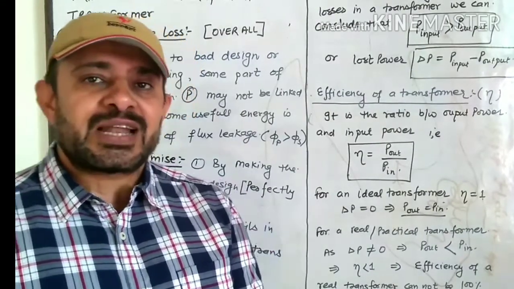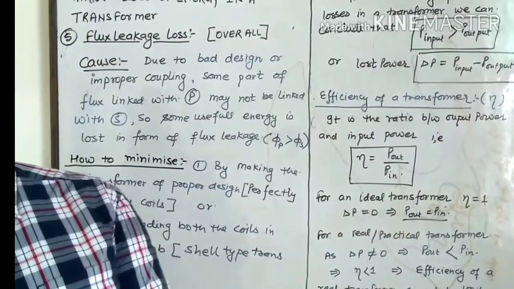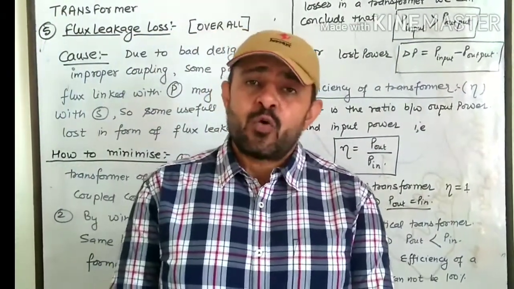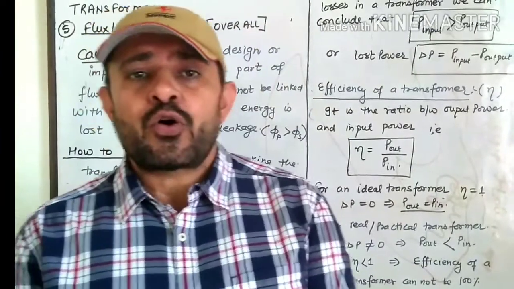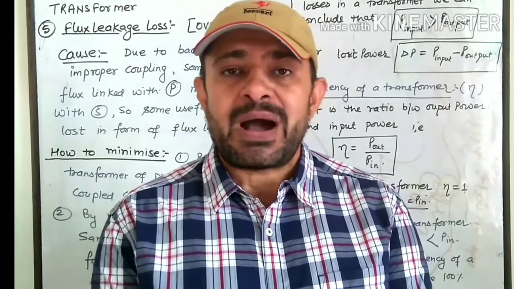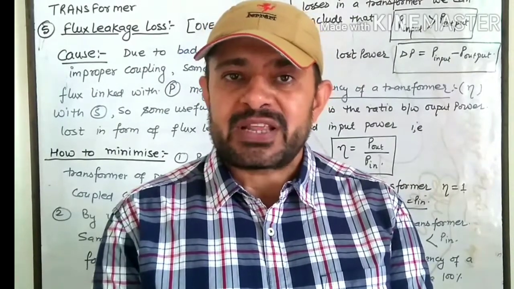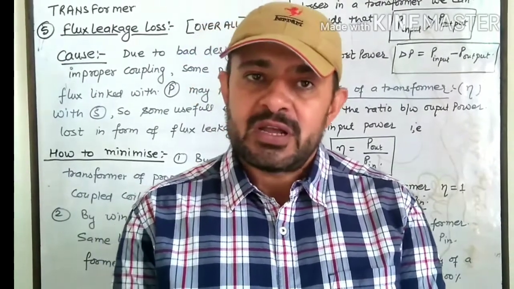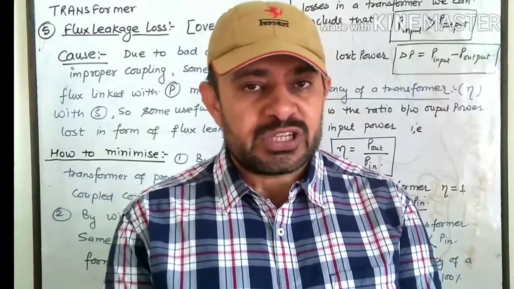So if you are asked to define an ideal transformer, then an ideal transformer is one whose efficiency is 1, or you can say the transformer in which no loss of power takes place. That is, input power is always equal to the output power. This is all about the 5 losses.